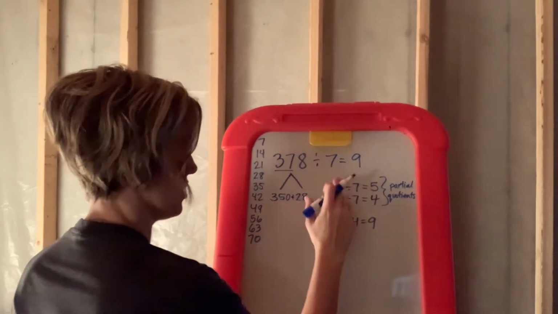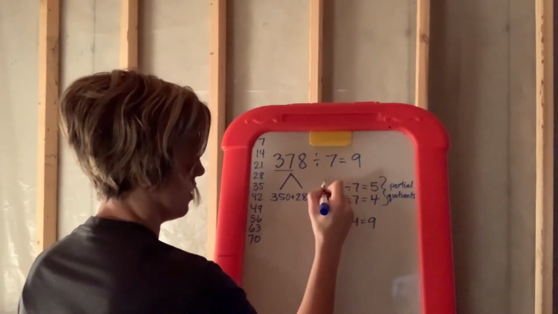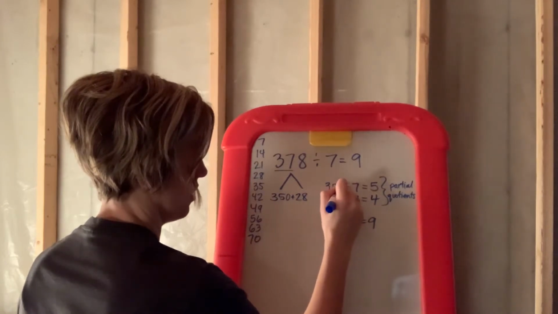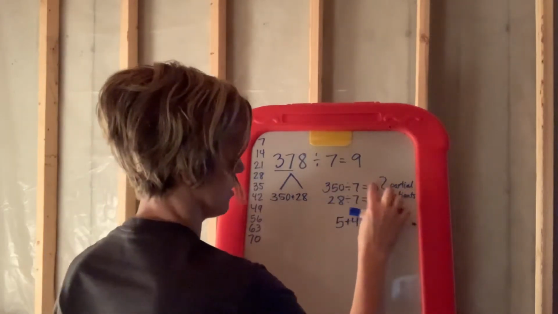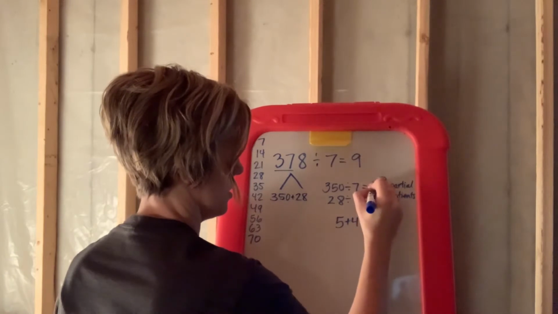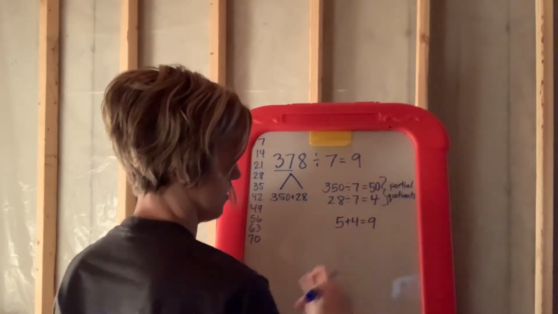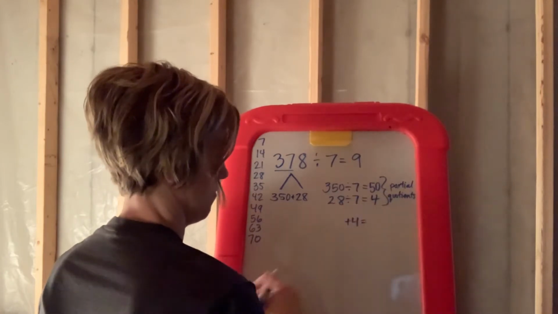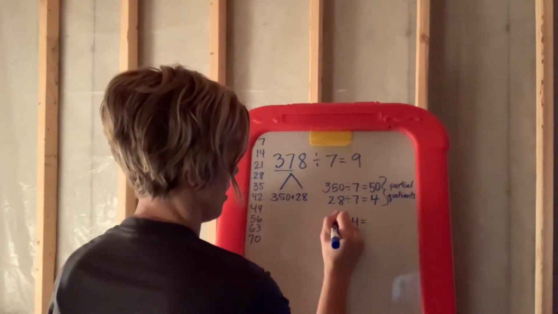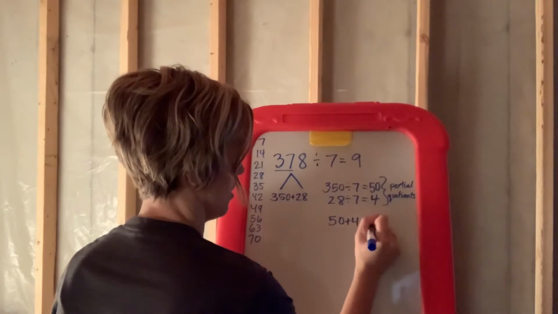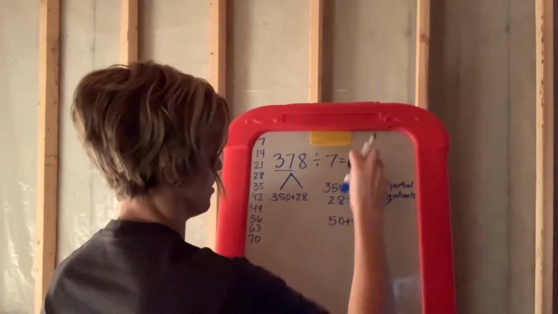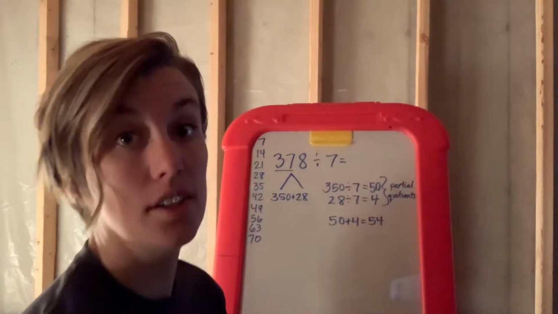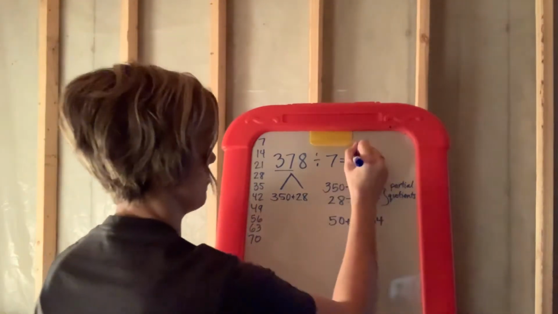So we need a 0 here. We need a 0 here. Then we need to replace our 0 here. And then that changes this from 5 to 50. And the answer, not answer, the quotient is now 54.